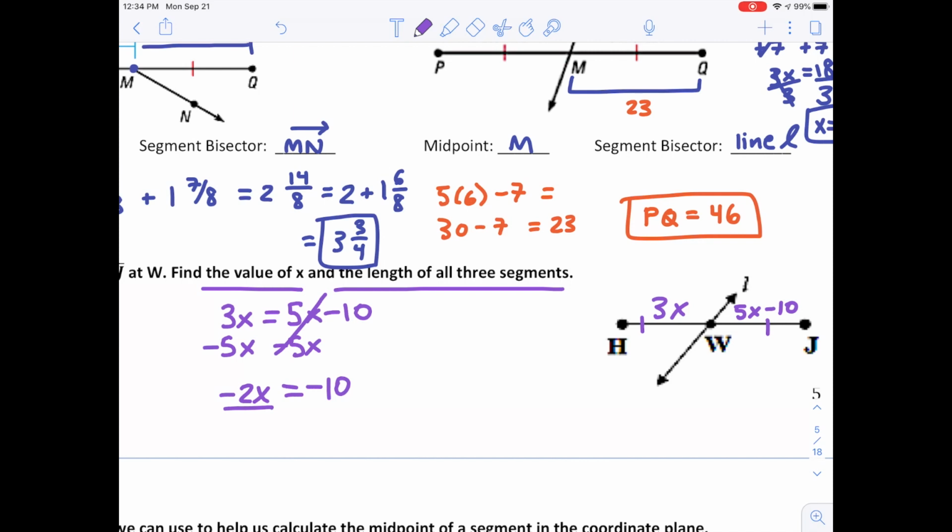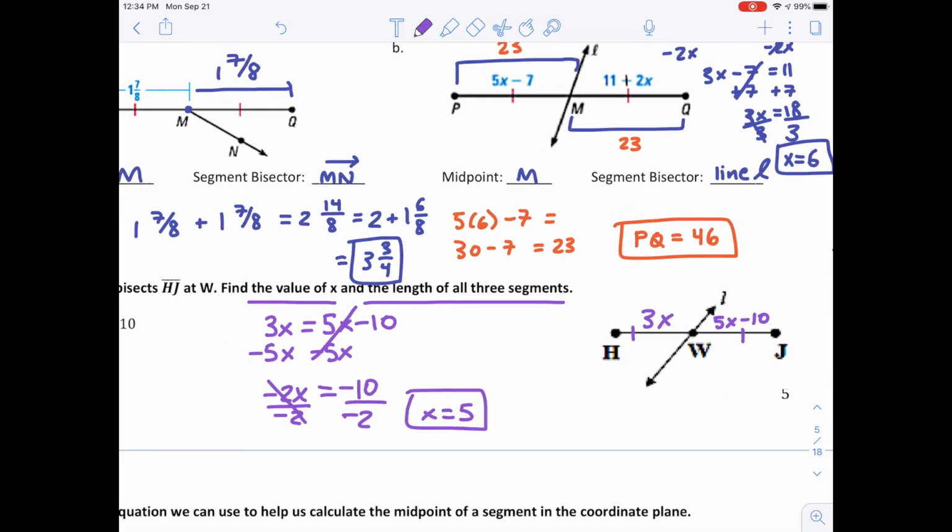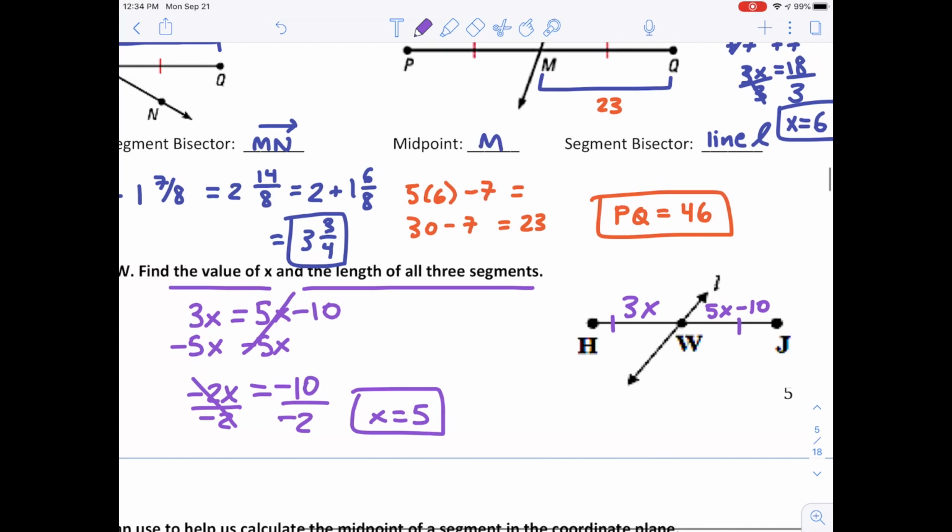And then I'm going to divide both sides by negative 2 to get x completely alone. So I get that x equals positive 5. So already I have answered the first question. Find the value of x.